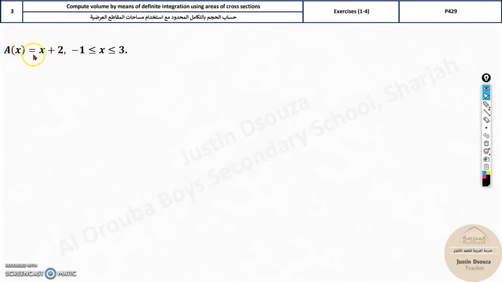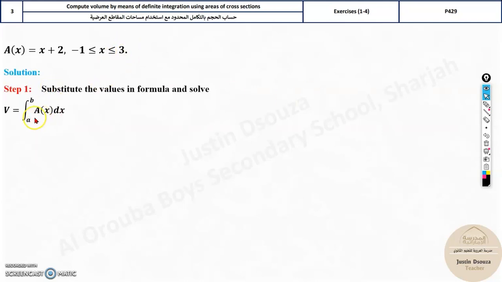Now, for example, you have been given the area x plus 2. And they have given the definite integral limits as well: x varies from negative 1 to 3. So all you need to do is substitute the values in the formula. The formula is the integral from a to b of A of x dx. Now here A of x is given, that is x plus 2. And remember the lower limit to the upper limit.